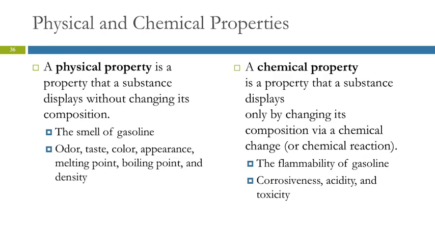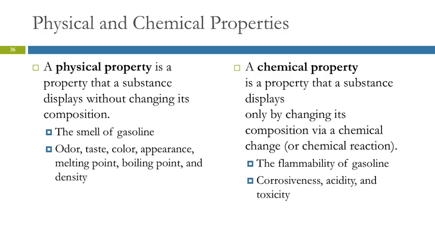So those were changes. We also talk about chemical and physical properties. You can demonstrate or observe a physical property without destroying the stuff. You could measure its mass, you could measure how long it is, you could observe its smell or its color. Other examples are melting point and boiling point. You can measure the density.